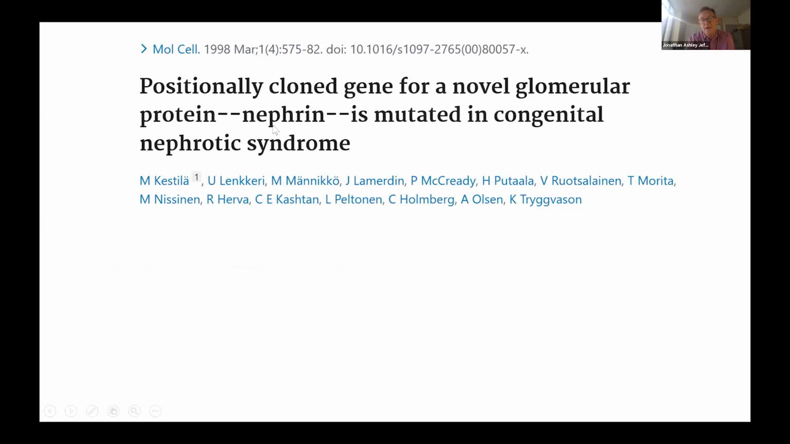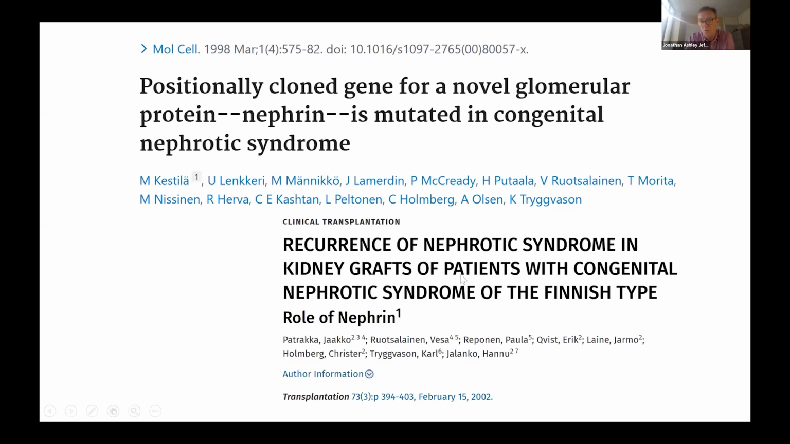We know that nephrin is mutated in congenital nephrotic syndrome of the Finnish type. This is an autosomal recessive disease. The first evidence of human anti-nephrin antibodies causing nephrotic syndrome was in very young children who were transplanted after congenital nephrotic syndrome. A subgroup developed nephrotic syndrome due to alloantibodies against what they see as foreign nephrin.